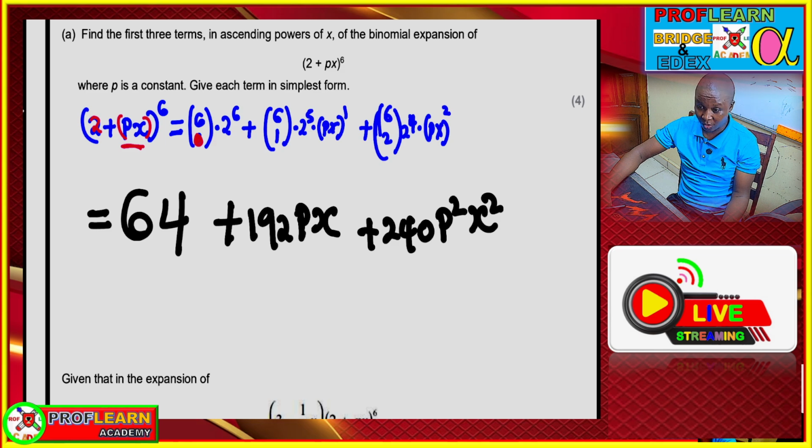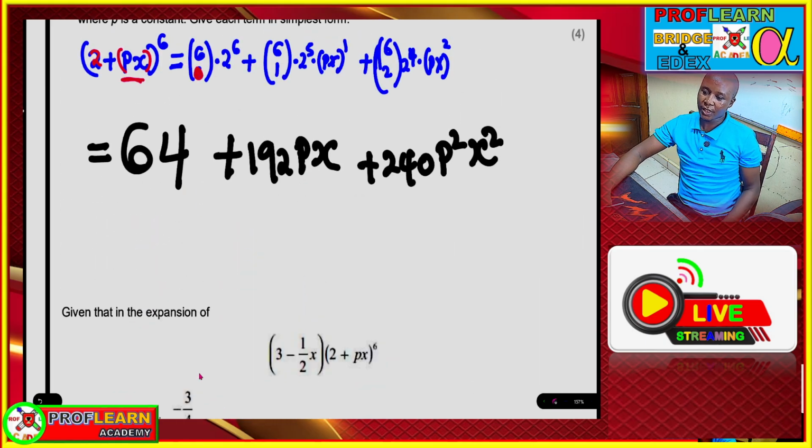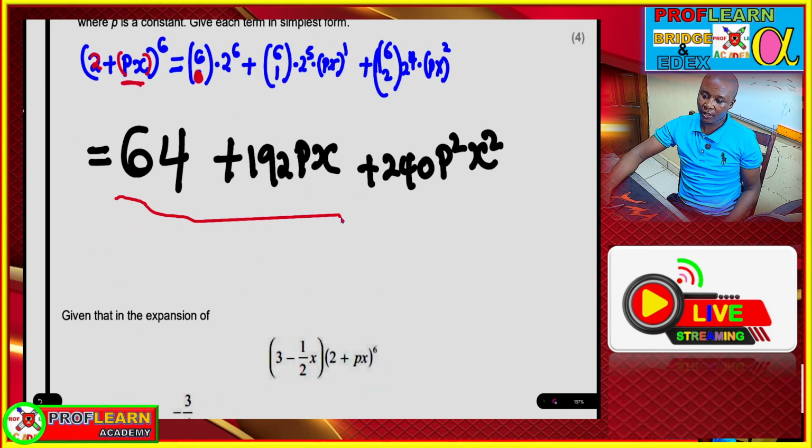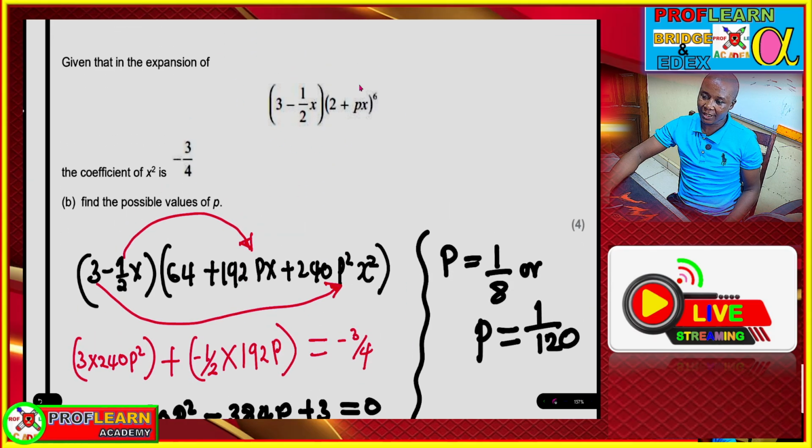What next are you going to do? You are going to move to the next part. And the next part is where you are now using this particular expansion that you have at this level, so that you can use it to answer this particular question. You are told, given the expansion of this, the coefficient of x squared is negative 3 over 4.